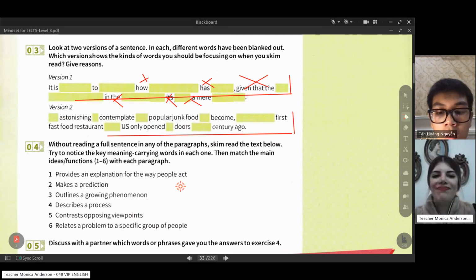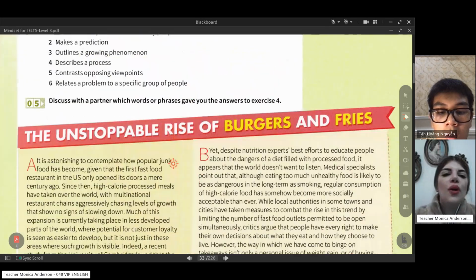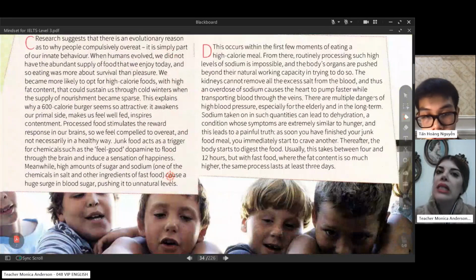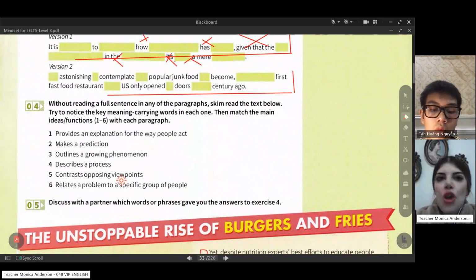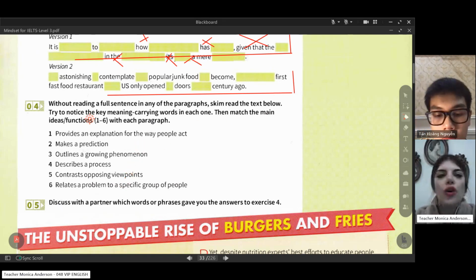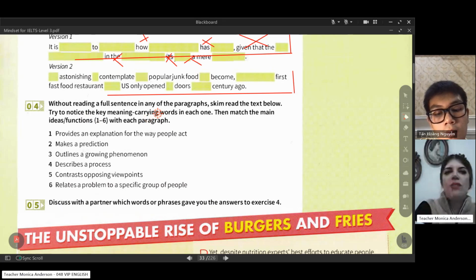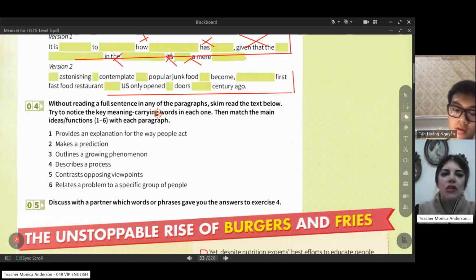So let me help you. First of all, as you can see, it's too long, so it takes time. But we have some methods, some tricks, to find the answers quickly, especially in skim reading. First of all, as I told you before, we need to underline the keywords. Of course, I read my instructions, so I know what to do. I need to skim read and match the main ideas with each paragraph.